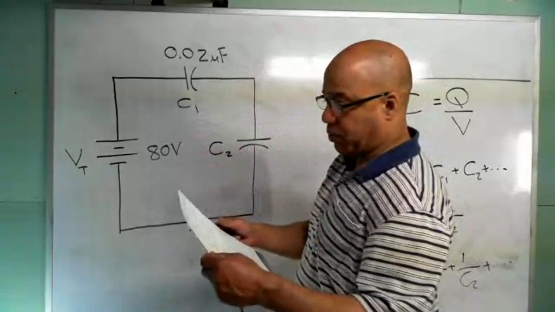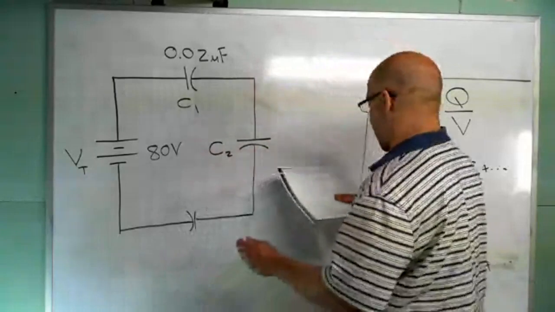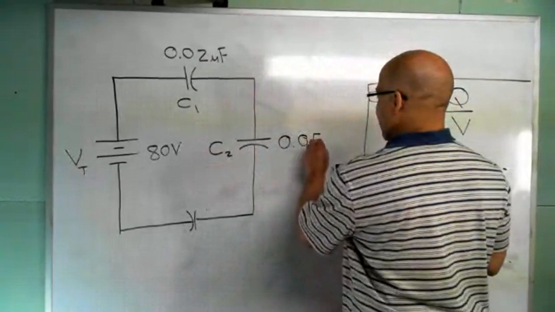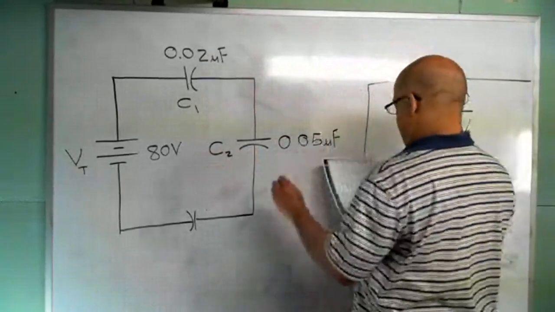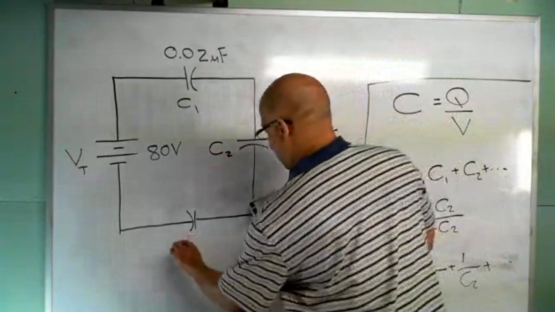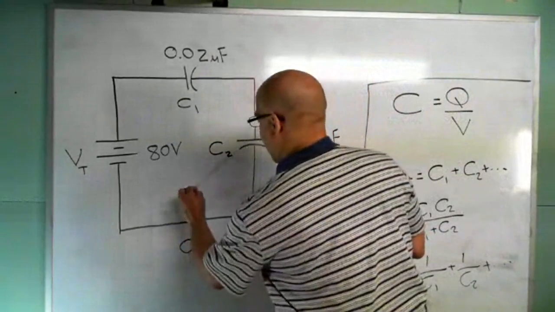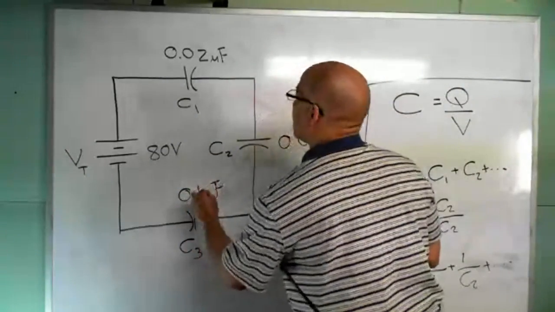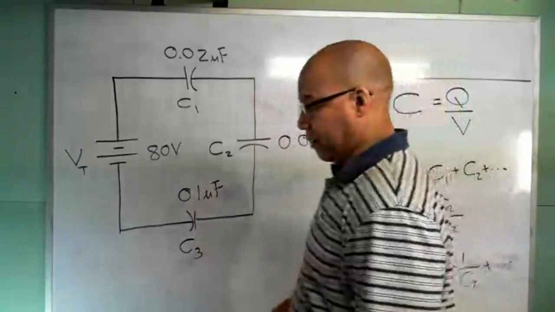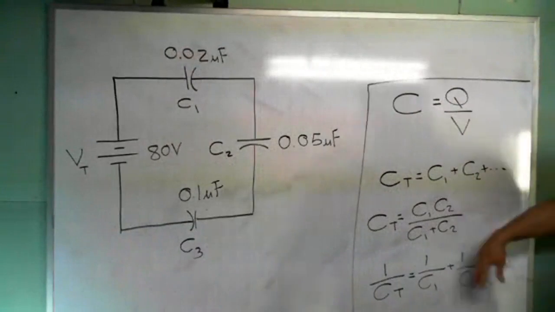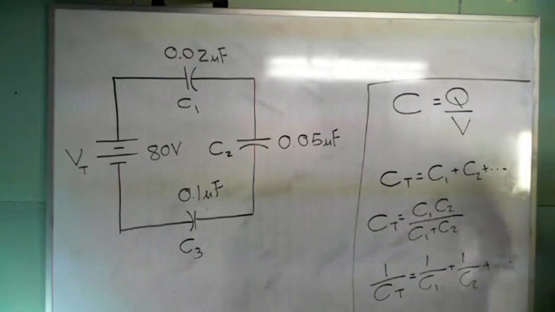So C1 is 0.02 microfarads. This is 0.05 microfarads, and this is C3, and this would be 0.1 microfarads. So let me show you what we got to find for this. I'm going to erase this, so hopefully you got this down on some paper at your desk or wherever you are.